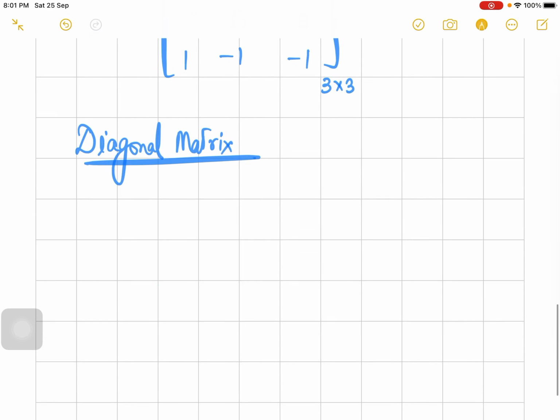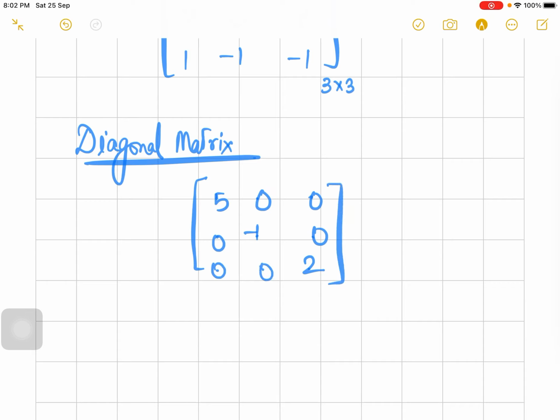Imagine a matrix, a 3 by 3 matrix, where the leading diagonal has some numbers like 5, -1, 2, but all the non-diagonal members are 0, 0, 0, 0, and 0, 0, 0. This will be called a diagonal matrix.